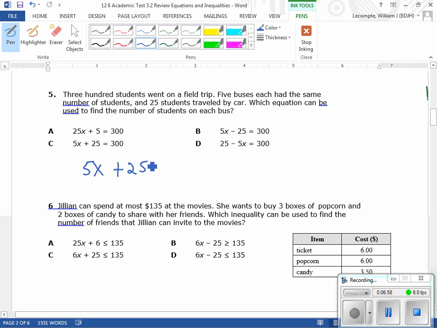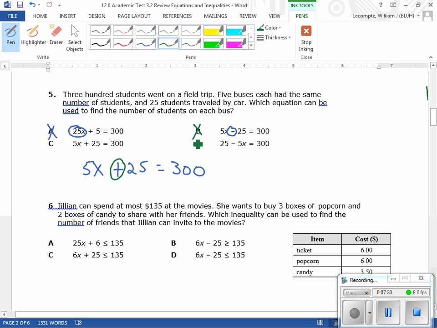Which equation can be used to find the number of students on each bus? Right, so it said that 300 students went on a trip. So I have 5x in A plus 5, so this is 25x. This is the variable attached to the wrong number. On B, I'm subtracting the 25, but it's actually added, right? I'm supposed to add, not subtract, in order to get the total.